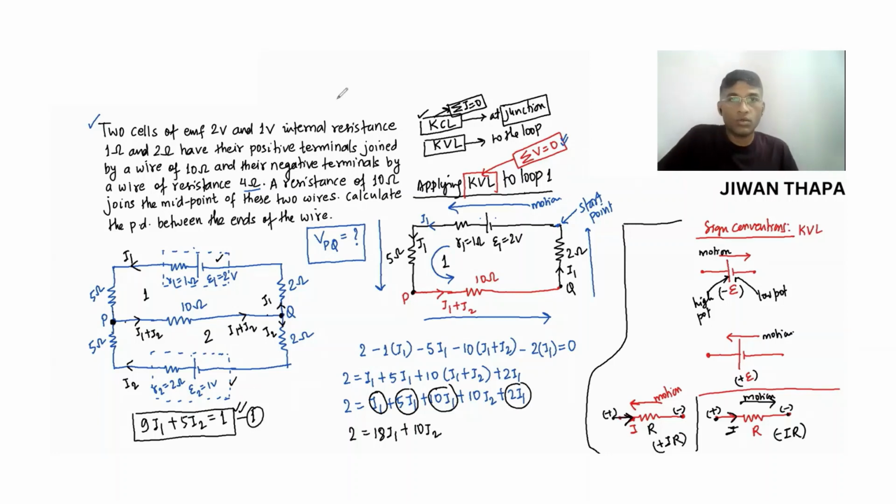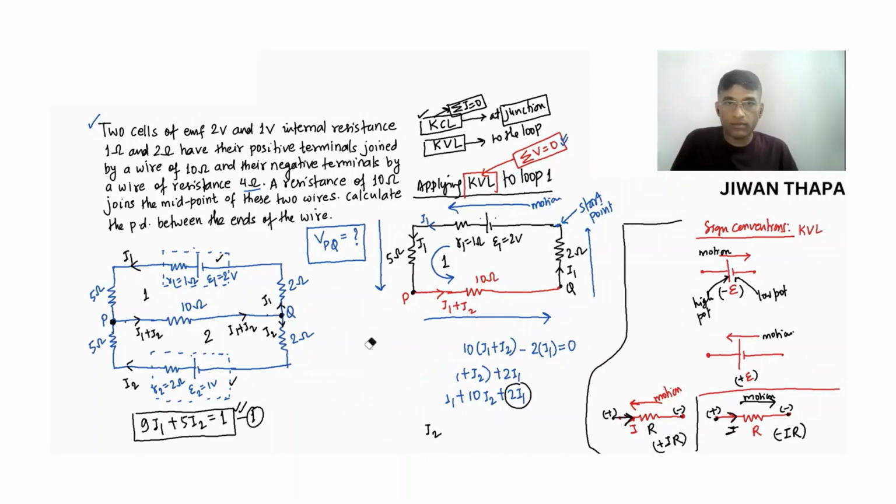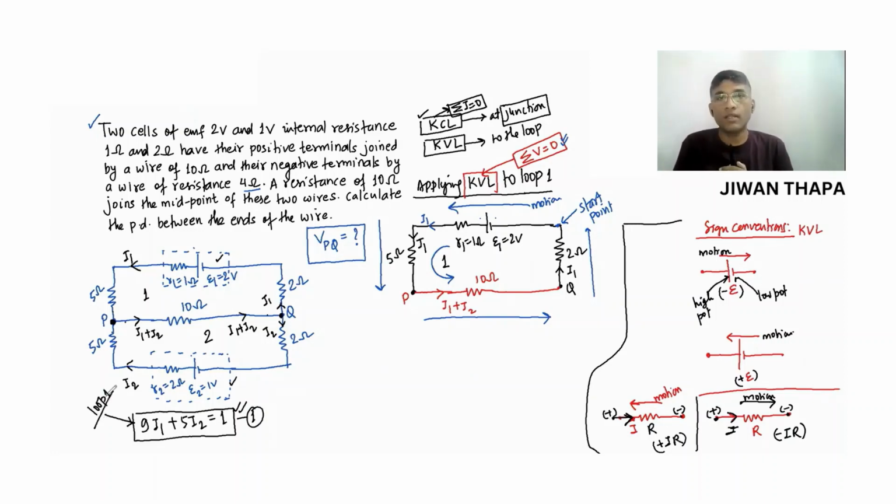So I'm rewriting equation 1, which is obtained by taking loop 1. Now, again, we apply Kirchhoff's voltage law to loop 2. So I'm erasing this.